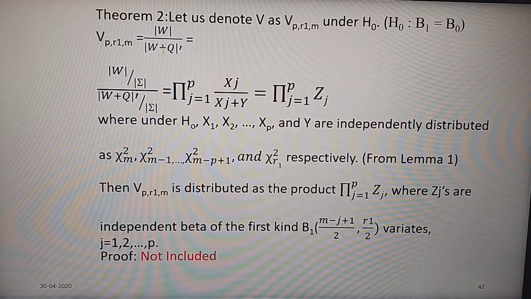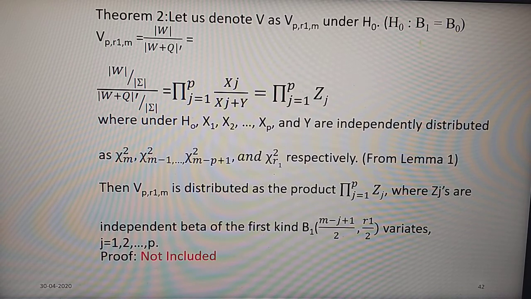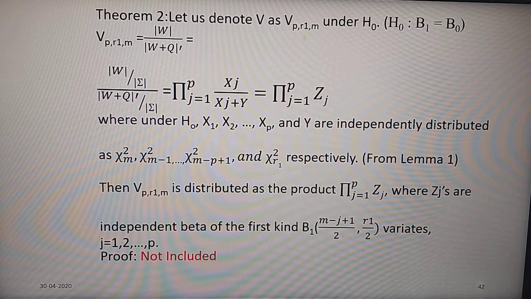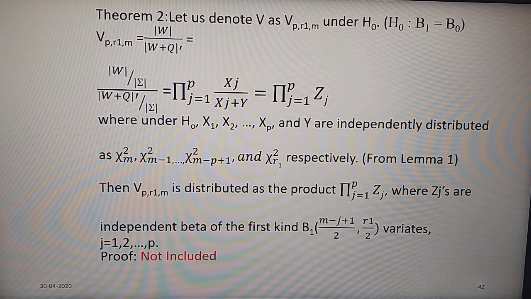in theorem 2, let us denote V as V P R1 M under H naught. What is our H naught? H naught is B1 cap is equal to B naught, or B1 is equal to B naught, where B naught is some given P by R1 matrix. So it has R1 columns. That is why R1 is coming, and B under H naught is V P R1 M. M is the degrees of freedom, P is p-variate, R1 is the number of columns in B naught.